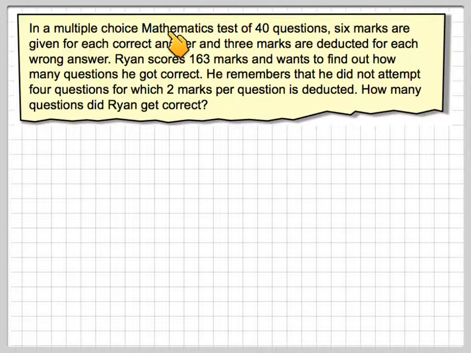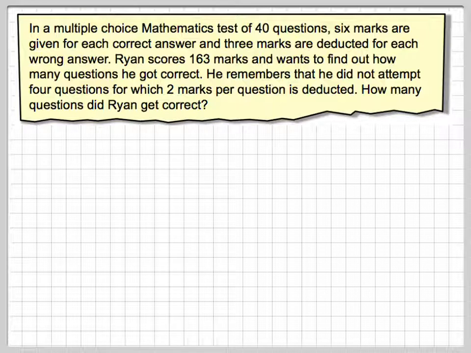In a multiple choice mathematics test of 40 questions, 6 marks are given for each correct answer and 3 marks are deducted for each wrong answer. Ryan scores 163 marks and wants to find out how many questions he got correct. He remembers that he did not attempt 4 questions for which 2 marks per question is deducted. How many questions did Ryan get correct?